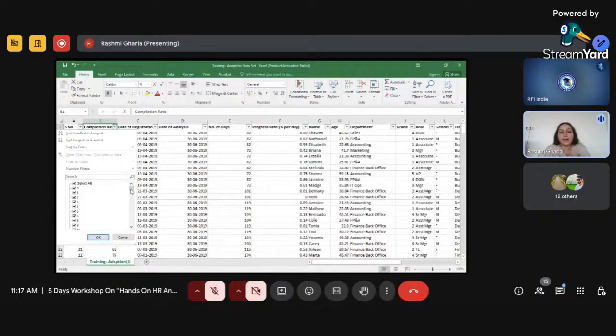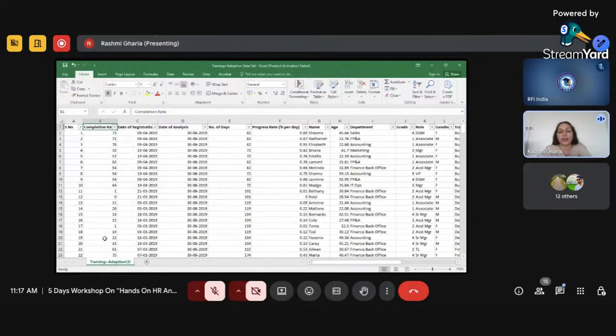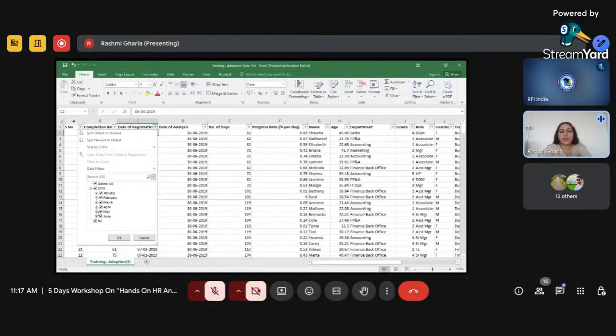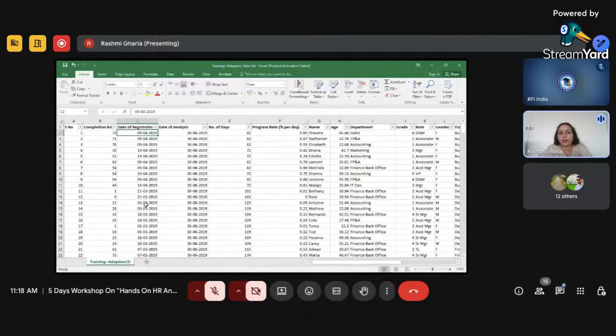Being an L&D head, it is very important for him, if he is planning a training program for 300 employees, to know what the completion rate is. So if you see, the completion rate is given from 0% to 100%, meaning what percentage of the training program the employees have completed, right? This is the date of registration. So they registered in the training program on different dates from January to June 2019. That particular date is given on which the employee enrolled in that particular training program.